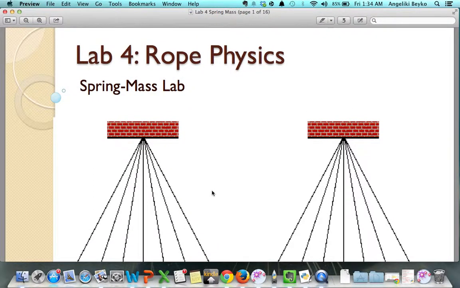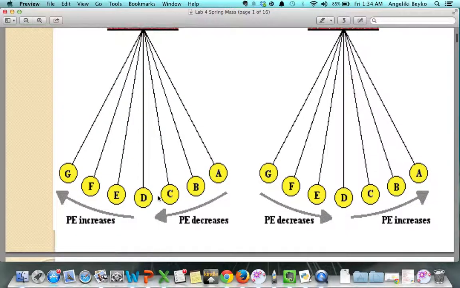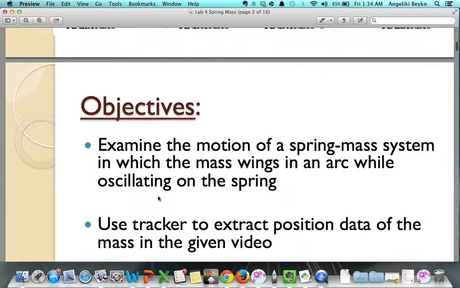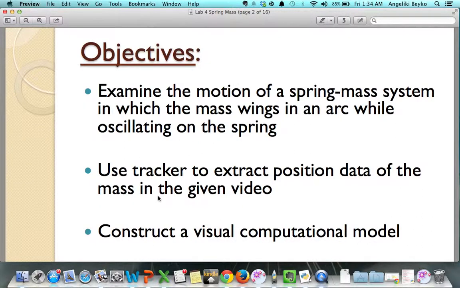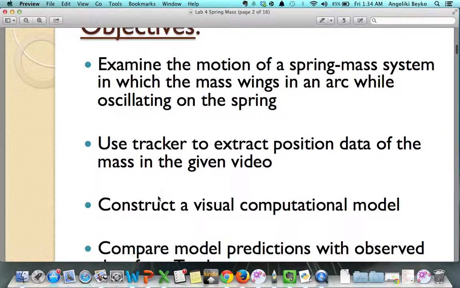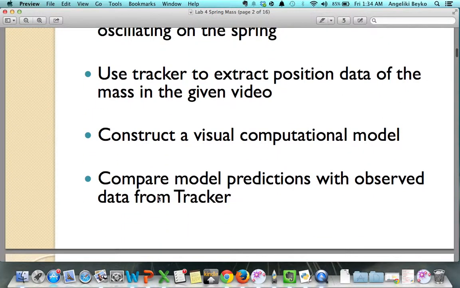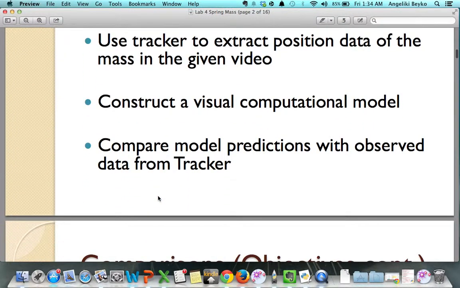Hi, so this is lab 4, rope physics, a spring mass lab. The objectives are to examine the motion of a spring mass system in which the mass swings in an arc while oscillating on the spring. We're going to use Tracker to extract position data of the mass from the given video, and construct a visual computational model and then compare the model predictions with observed Tracker data.